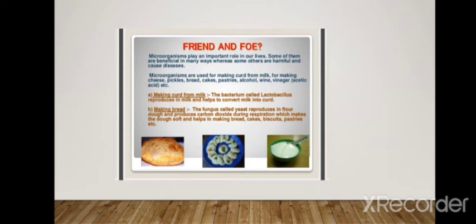Now let's see how curd is made from milk. A bacterium named Lactobacillus has the ability to reproduce in milk and thus convert milk into curd. Making of the bread. A fungus named yeast reproduces in flour dough and produces carbon dioxide during respiration, which makes the dough soft and helps in making bread, cakes, biscuits, pastries, etc.